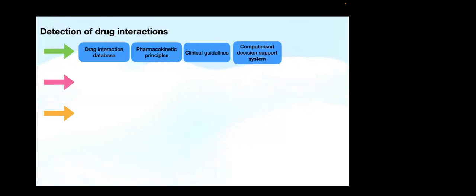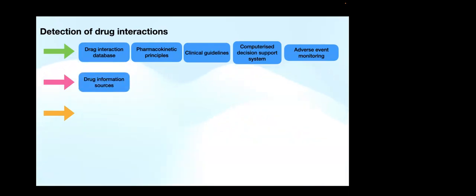Computerized decision support systems, such as electronic health records and clinical decision support software, often include drug interaction modules that can alert healthcare professionals to potential interactions. Obviously, we have technology nowadays, so we can use some modules and software. And adverse event monitoring, monitoring ADRs and drug interactions, can also help in the detection. So that is the drug interaction detection part.